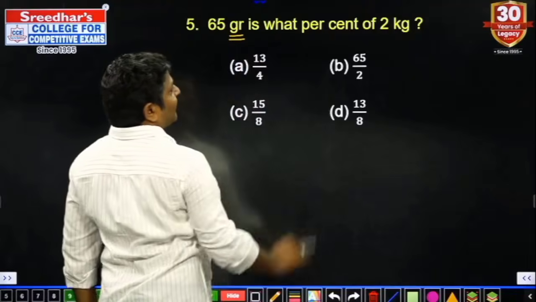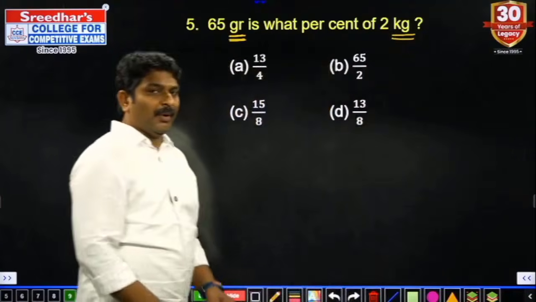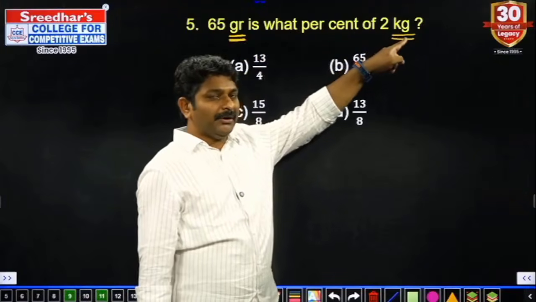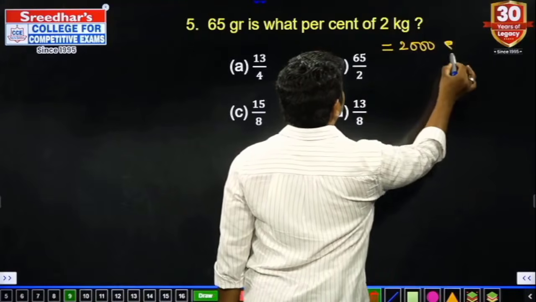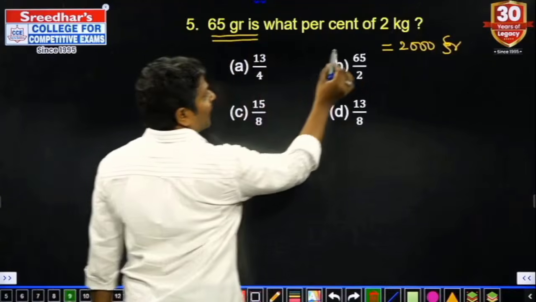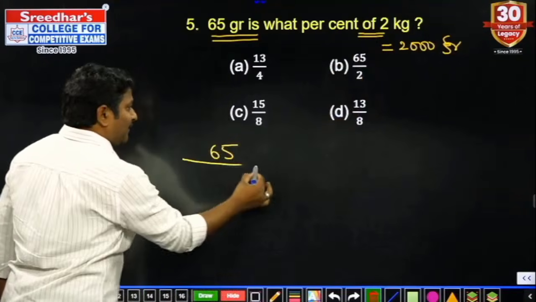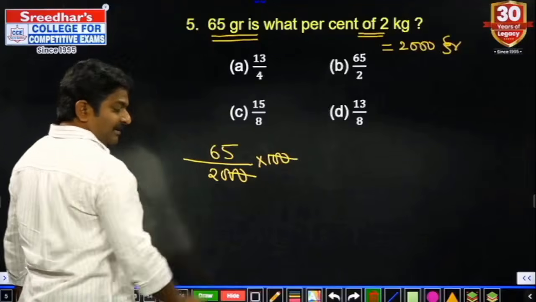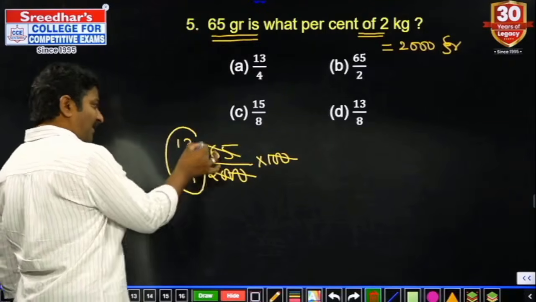65 grams is what percent of 2 kgs? See, one is in grams, the other is in kgs. Both should be in the same representation. When you take 65 grams here, you have to take 2 kgs also in terms of grams. So 2 kgs is equal to 2000 grams. "Is" comes in the numerator, "of" comes in the denominator. Percentage, into 100. Two zeros cancel. 5 13 times, 5 4 times. Final answer 13/4.